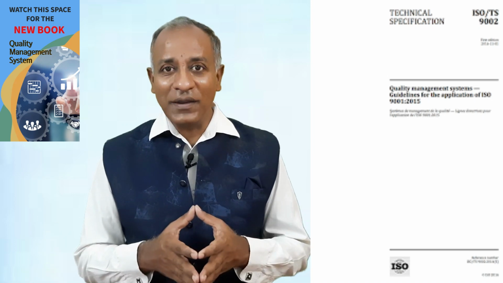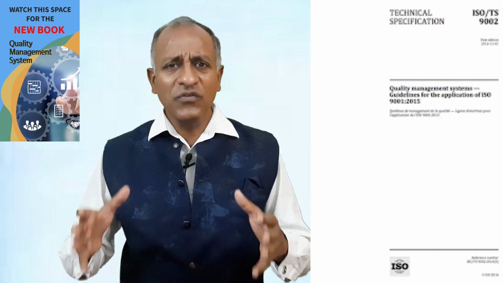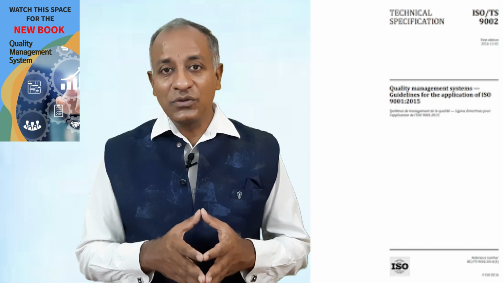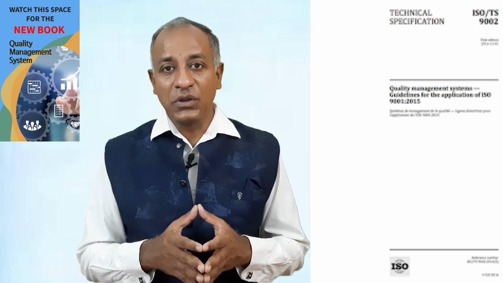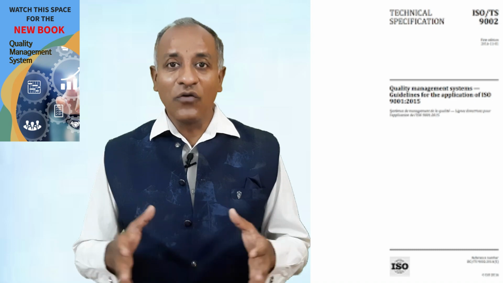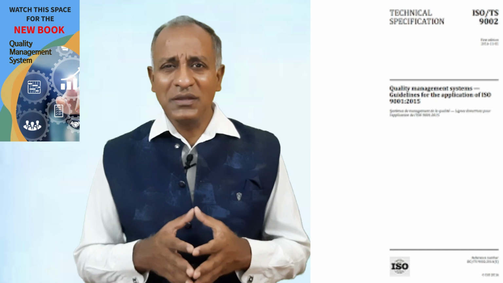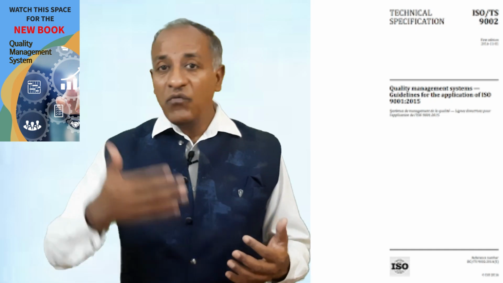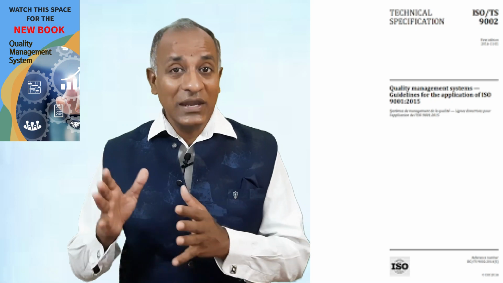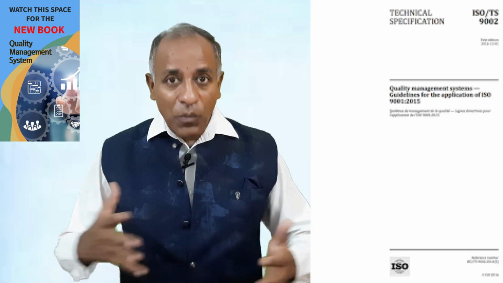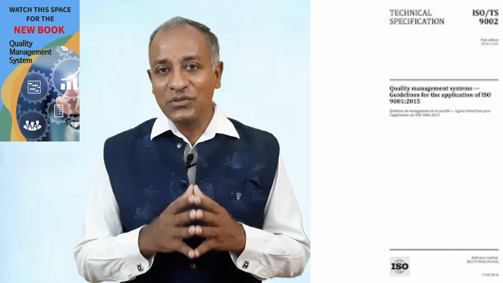So in case you have not yet gone through this standard, or even if you know about it but have not gone through it, do go through it, and then you will understand ISO 9001 2015 more effectively. It's also relevant because ISO 9001 is hardly 29 pages, which includes a lot of annexures and all that. But ISO TS 9002 is almost 59 pages. So you can understand how much elaboration and detail is specified in ISO TS 9002.